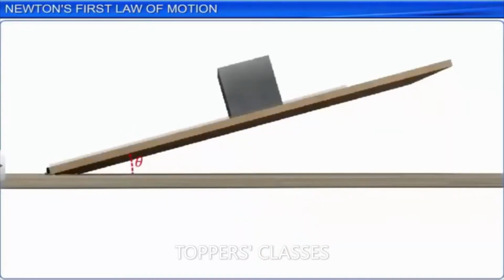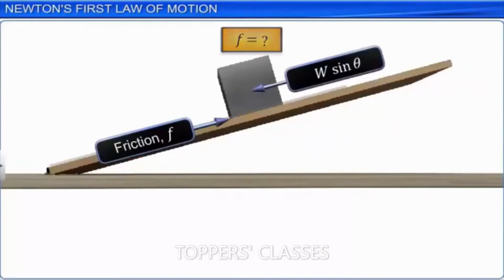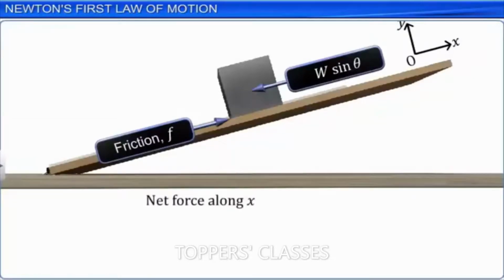At the point of impending motion, the iron cube has the tendency to slide down, but is prevented by the frictional force F between the glass surface and the surface of the iron cube. How do you find the magnitude of this frictional force F? There is no motion of the iron cube in the x direction. That is, the iron cube is at rest as far as the x direction is concerned. This implies the net force in the x direction is 0. Net force along x is equal to F minus W sin theta is equal to 0. Therefore, F is equal to W sin theta.